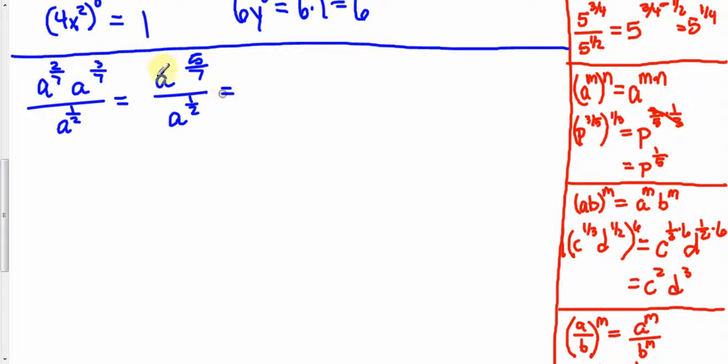Now I'm dividing like bases. So I'm supposed to keep the base and do what with the exponents? What's the rule say right there? You subtract them, right? Nobody's wanting to do this because they're going to have to use their fraction button. 2/7 and 3/7 adds to be 5/7. Okay, so what is 5/7 minus 1/2?